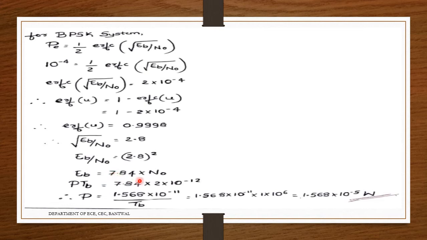So Eb is equal to 7.84, the square of 2.8, into N naught. You know the value of N naught, 2 into 10 to the power of minus 12. What is Eb? P into Tb. So I require P, so I'll substitute Tb here. When multiplied, 1.568 into 10 to the power of minus 11 is equal to P into Tb, where Tb is 1 by 1 into 10 to the power of 6, so that goes to the numerator. So the answer is 1.568 into 10 to the power of minus 5 watts.